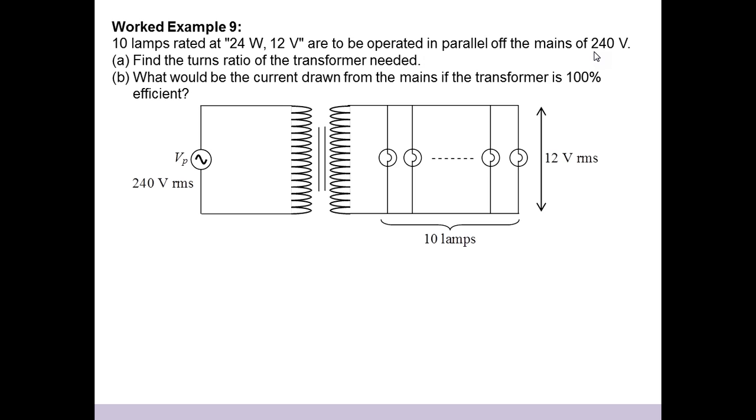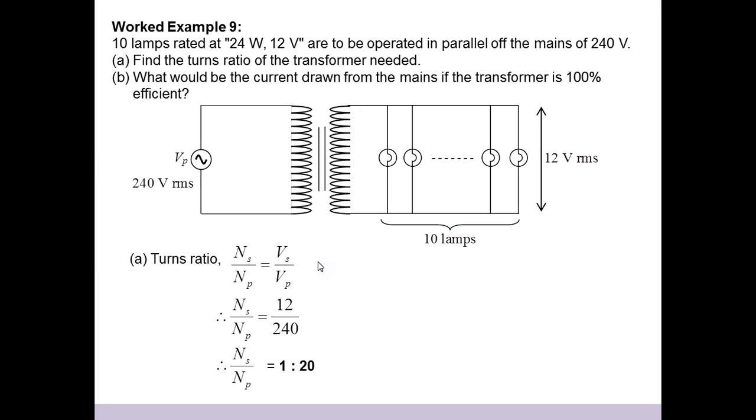So the question asks for the turns ratio of the transformer. Turns ratio is essentially the number of coils on the secondary side versus the number of coils on the primary side. Since we have the voltage on the secondary side and the voltage on the primary side, we can simply substitute in the values and we get a turns ratio of 1:20.